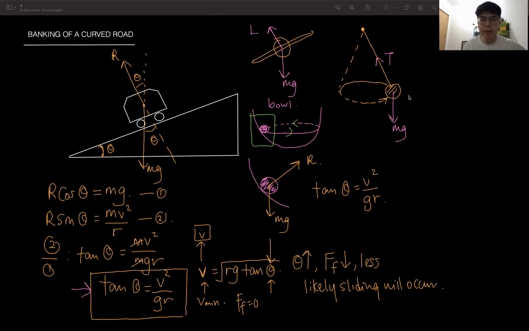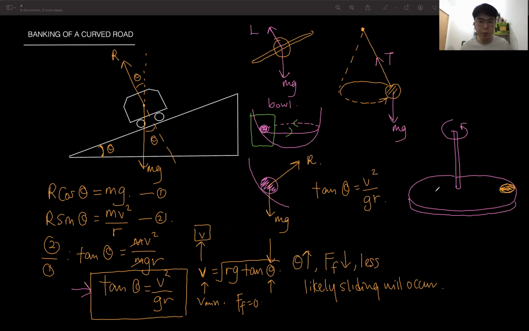Or it can also be like you put a coin or anything on a rotating disc. Say we have a flat disc that rotates, and you put a coin here. What is the minimum speed to keep the coin in rotation without flying out? All this we can calculate using these formulas, tan theta equals v.